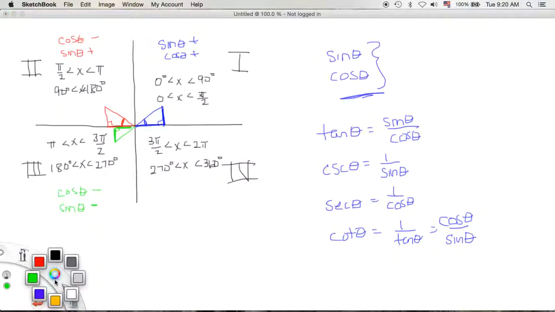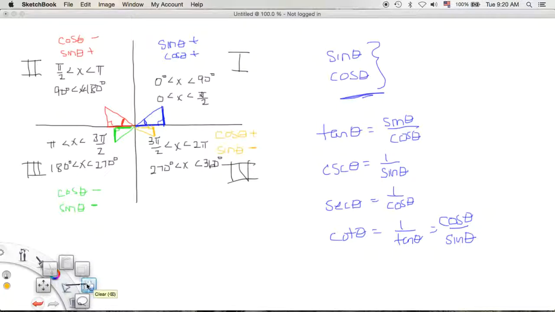And then in the fourth quadrant, again, the adjacent is positive, but we're going down below the x-axis, so the opposite is negative, so that makes our sine negative. So you need to keep that in mind when we're thinking about which quadrant we're in and what happens with sine and cosine.